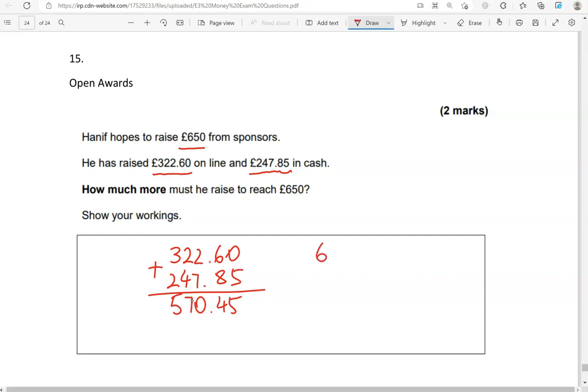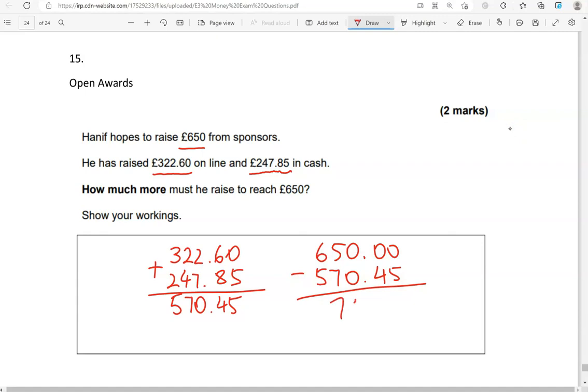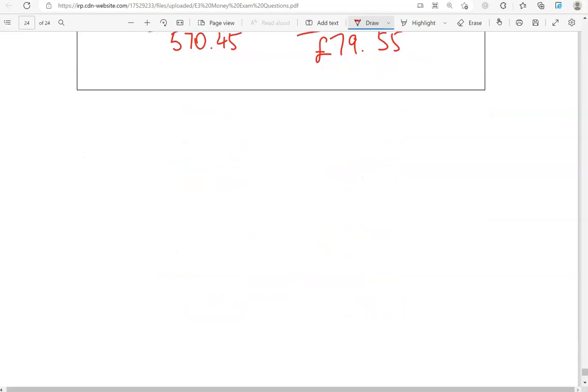Now, 650, which is the goal, take away £570.45, should give us the difference. £79.55. And this is the end of the questions.